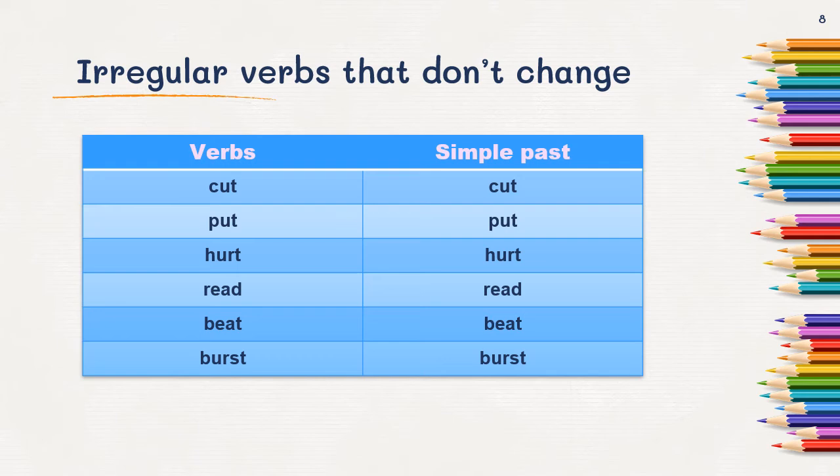But there are also some irregular verbs that don't change their form or their spelling when they're used in simple past tense. For example, cut, cut; put, put; hurt, hurt; read, read; beat, beat; burst, burst.